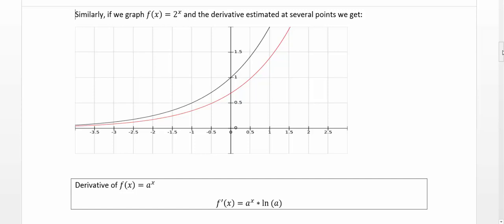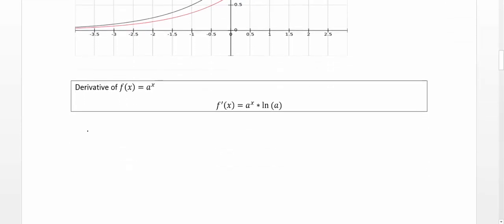Looking at patterns of exponential functions, we're able to arrive at the following formula. The derivative of f of x equals a to the x, where a is some number, is going to be a to the x times the natural log of a. So that means that we're going to get the same exact function back times the natural log of the base. Let's look at a couple quick examples.